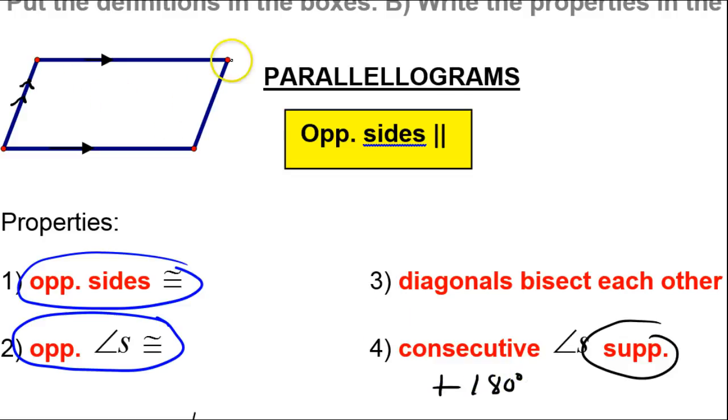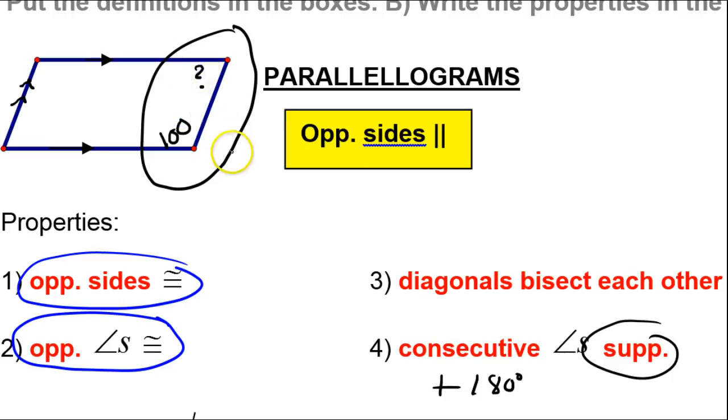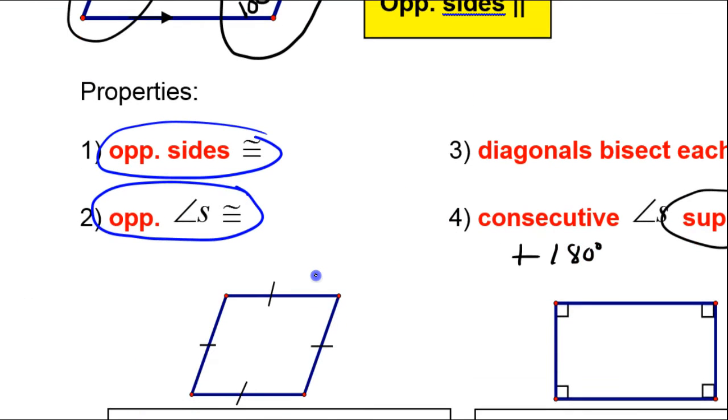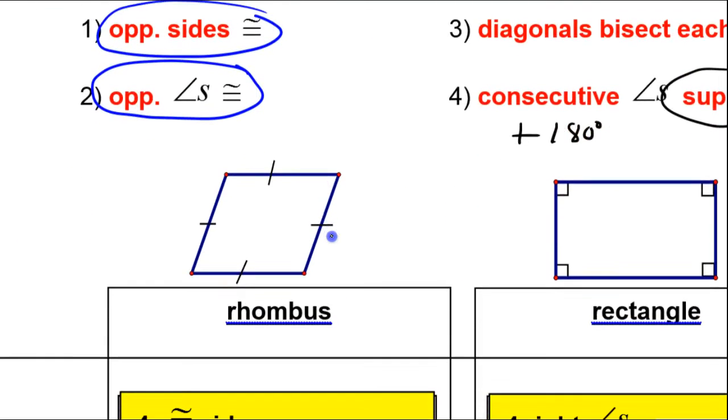So for example, when I say consecutive angles, I mean angles that are on the same side, like these two. For example, if this was 100, can you tell me what this angle would be? 80. It would have to be 80, because they have to add up to 180. Okay, and it'd be the same thing over here. Okay, so those are the properties of all parallelograms.